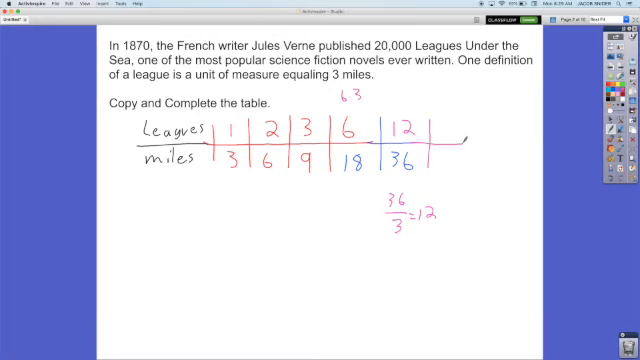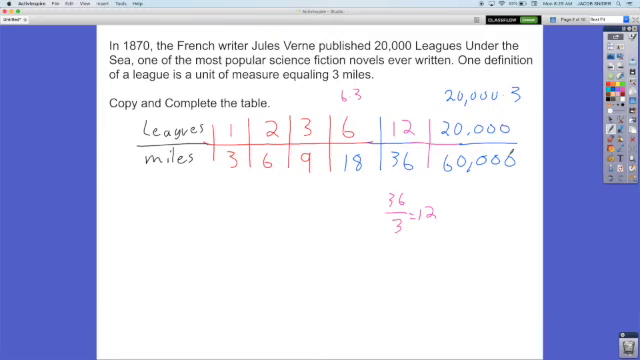Now let's talk about the story, 20,000 Leagues Under the Sea. So I got 20,000 leagues. How can I change that to miles? What would I do? I would do 20,000 times 3, which would equal 60,000. Okay, so that's how my table could look.